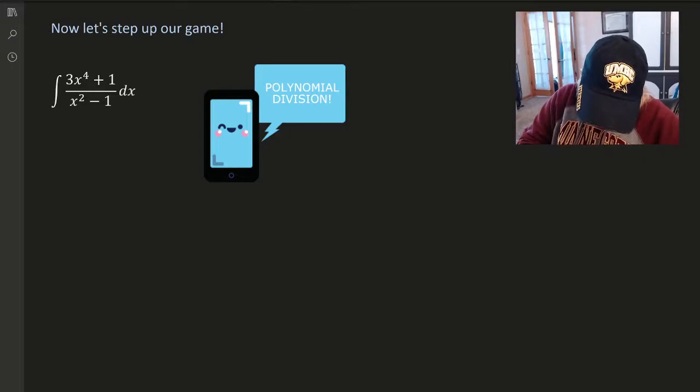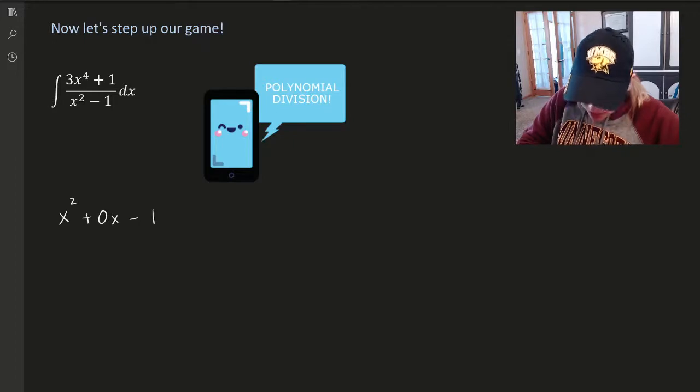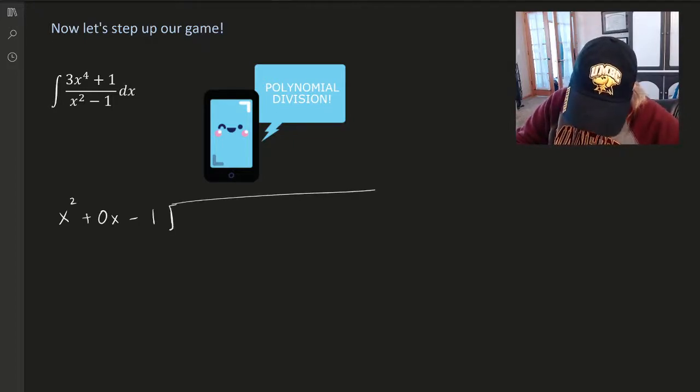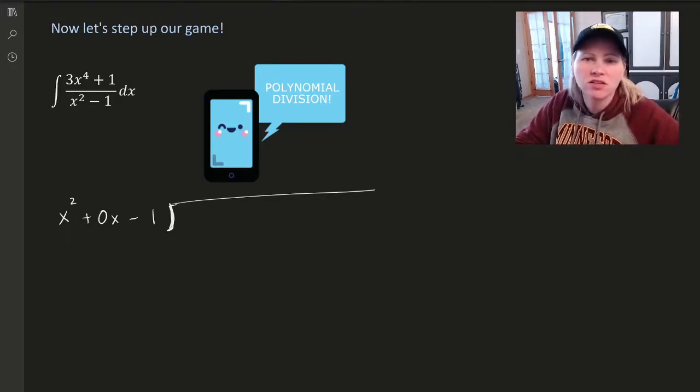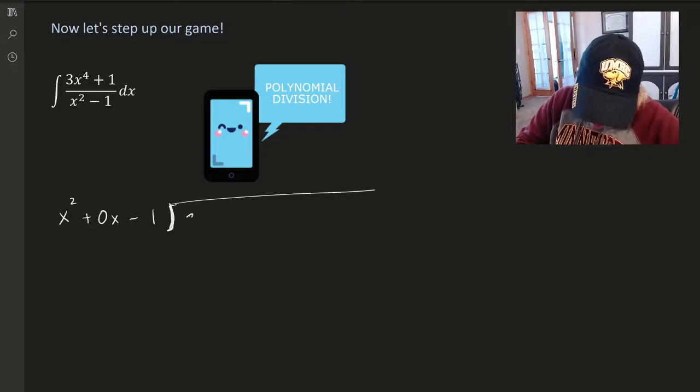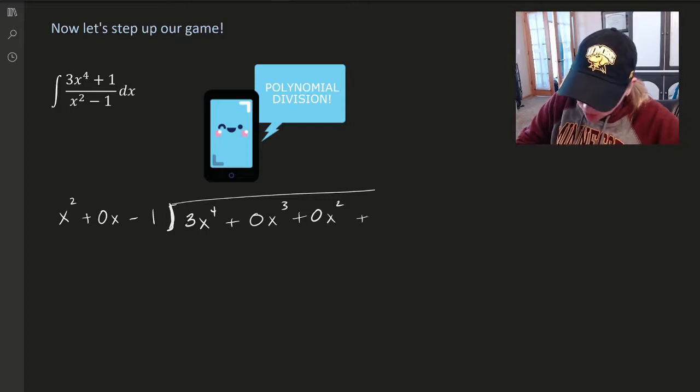So what I do is I set it up like this, and I take the x squared, and I'm going to put a placeholder. For every x that I'm missing, I'm going to put a 0x. The outside is called the divisor, the inside is called the dividend. And so this is where we put 3x to the 4th. And again, I'm going to use some placeholders: 0x cubed, 0x squared, plus 0x, plus 1.